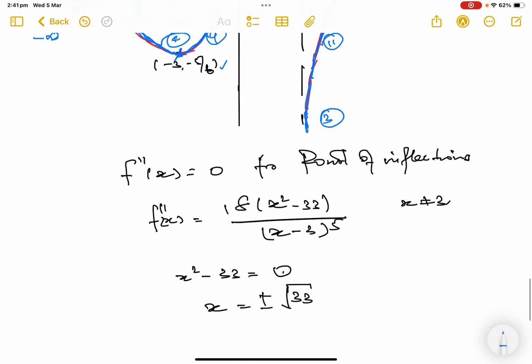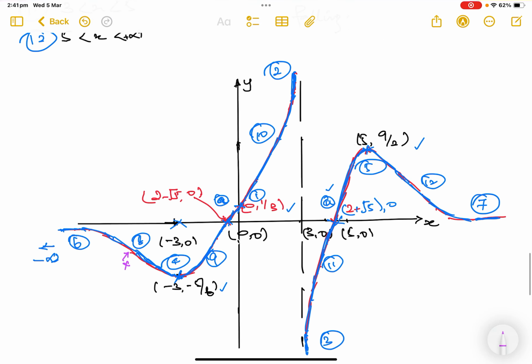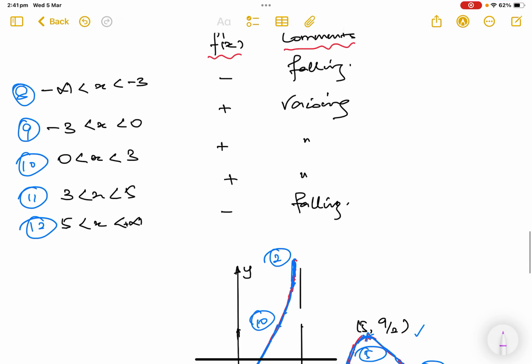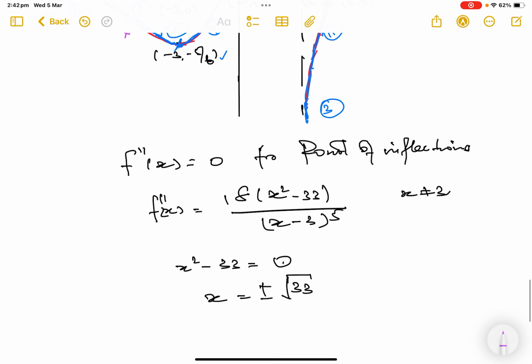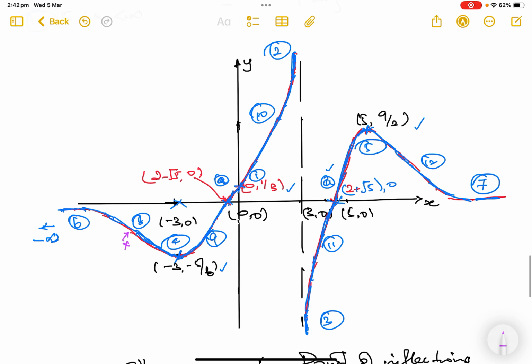Let me change the pen color. Okay. So let's see, somewhere here. It is somewhere here on the graph. And the next one, square root of 13, is somewhere greater than 3, roughly, say somewhere here is coming up. So it's a point of inflection.